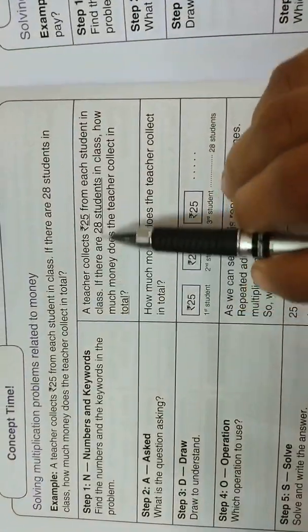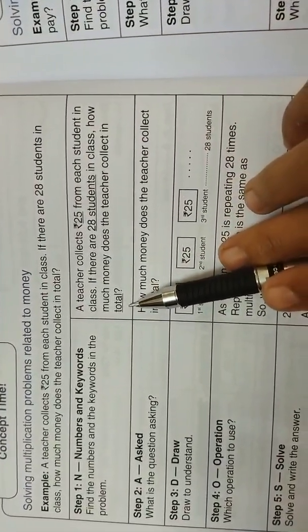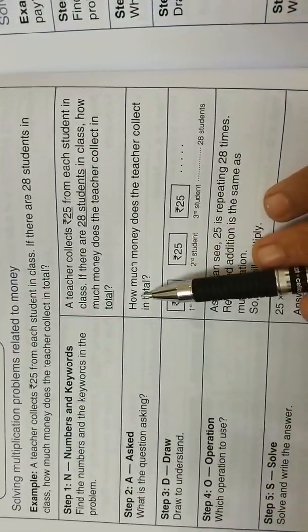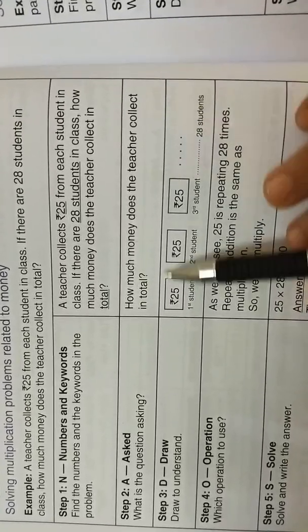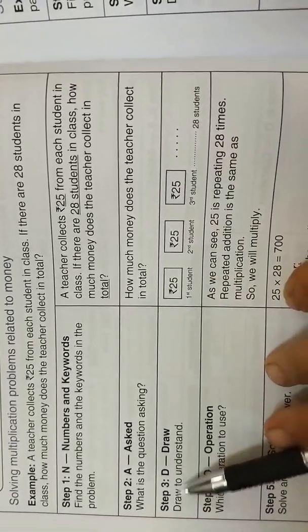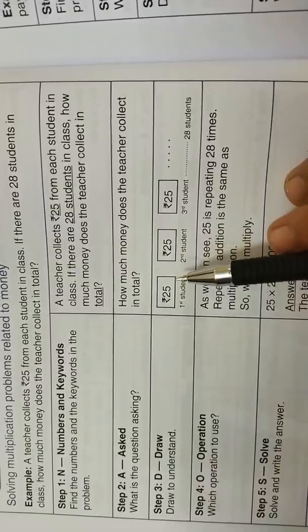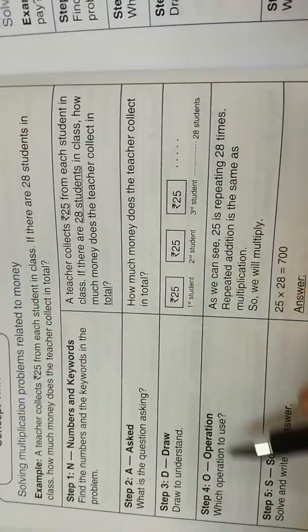Step number 1 is to find numbers and keywords. Here rupees 25 and 28 students are there, and the keyword is total. Step 2, ask what they are asked. They are asking how much money does the teacher collect in total. Step number 3 is draw. Here we have to draw 2 boxes. In that we have to write 25 and 28 students.